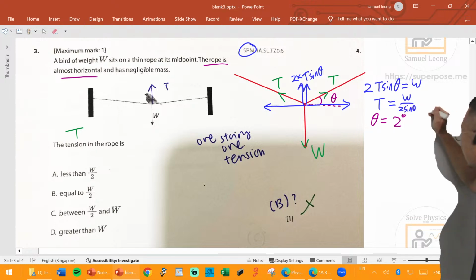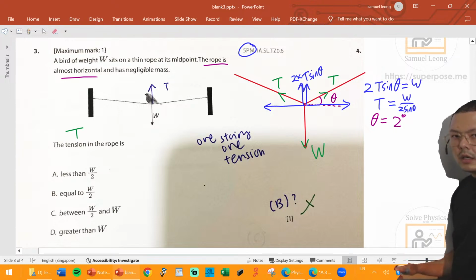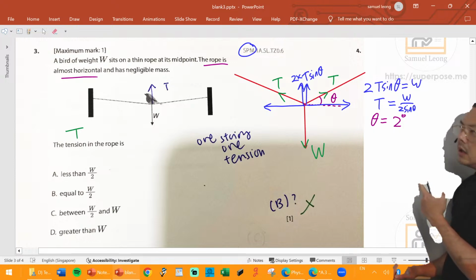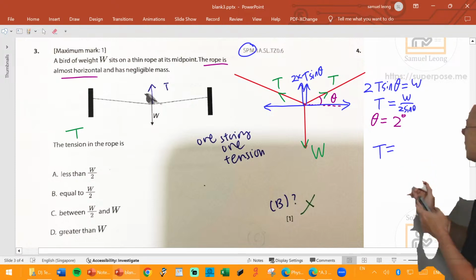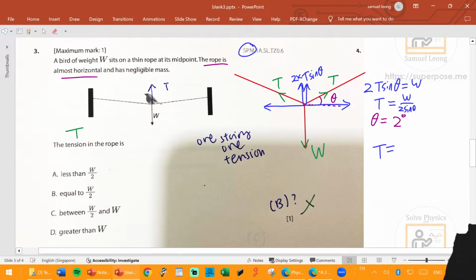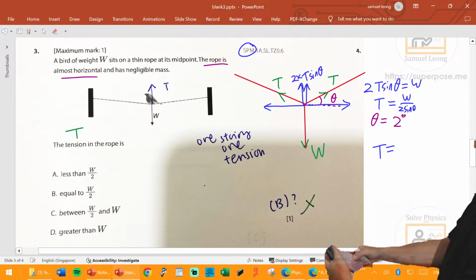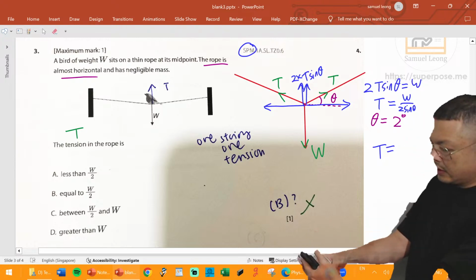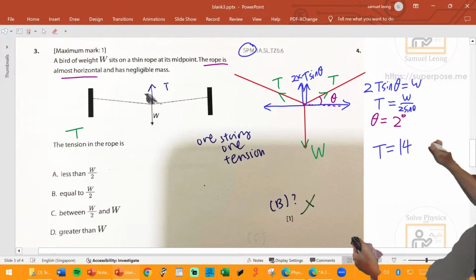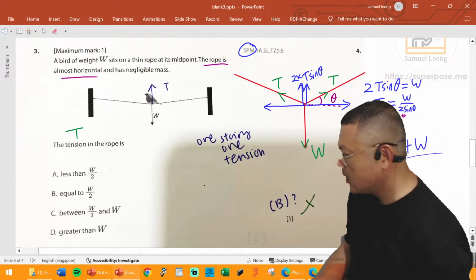Can you work out 1 divided by 2 sine theta? Just punch it in. I have it with me. 1 divided by 2 sine 2 degrees, just for fun, is about 14. So T is 14 times the weight, so D should be the answer.